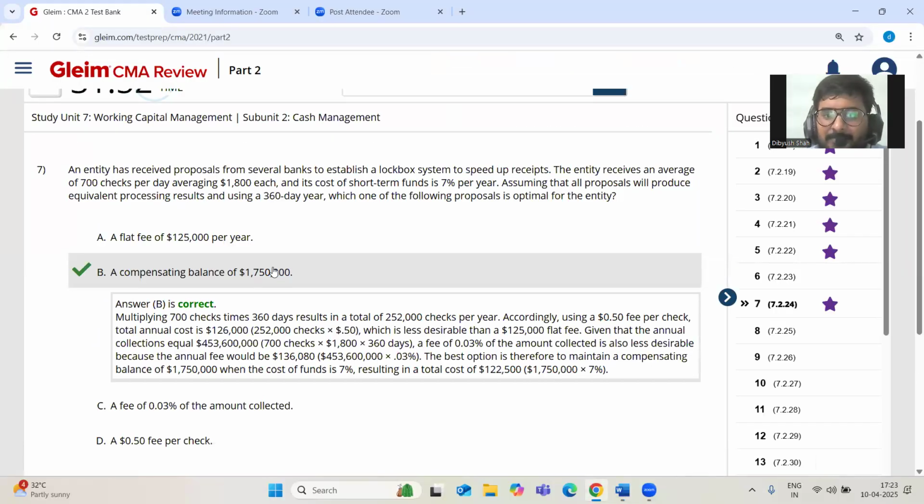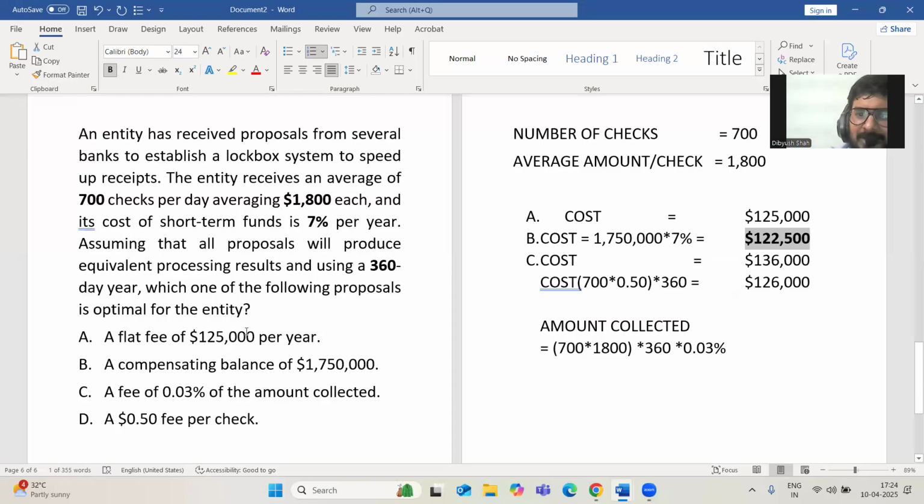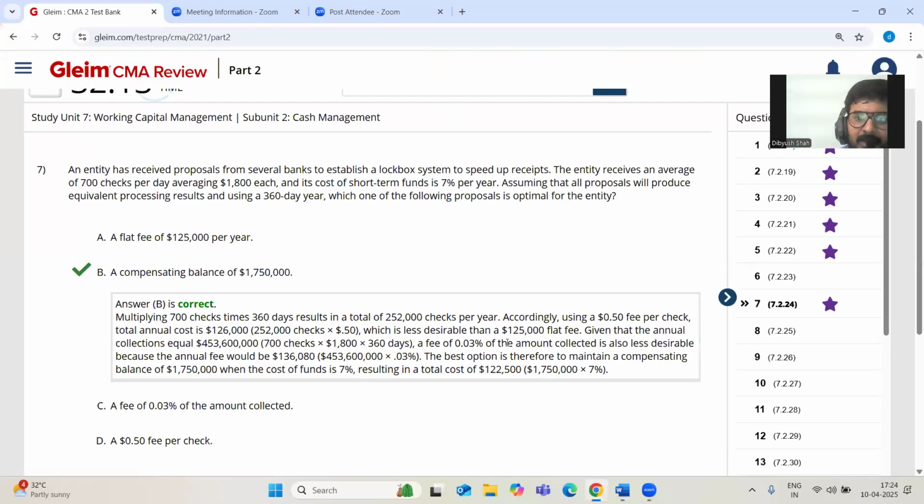So always remember, reading a question is very important. See, they are telling us to multiply 700 checks times this many days accordingly. 0.50 per check, that is option D, 1,26,000. That is what we computed, 1,26,000, option D. Then they are telling us this is less desirable than a 1,25,000. Of course, A is less than D.